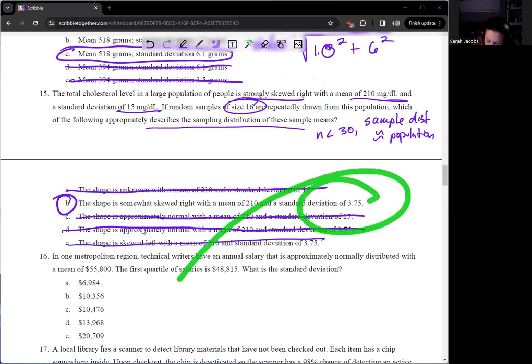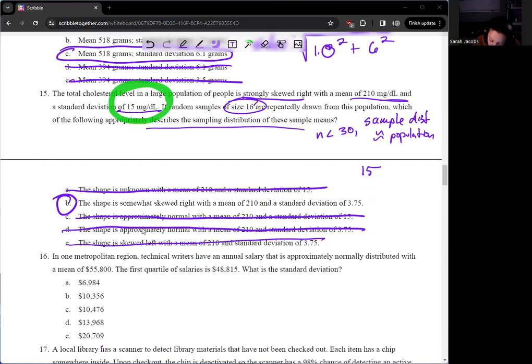Now, why is this standard deviation smaller? I'm so glad you asked. Because our sample size is 16. Our standard deviation was 15 for one. We need to divide that by the square root of the sample size, the square root of n, which in this case is 16. So 15 over 4 is 3.75. That's where that comes from. This was a big spot for lost points on your final last fall. Cool. Good.